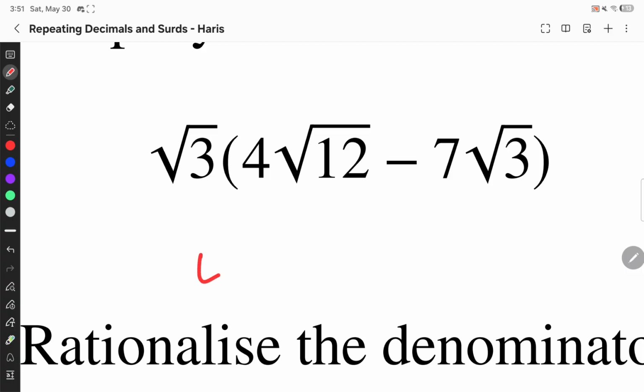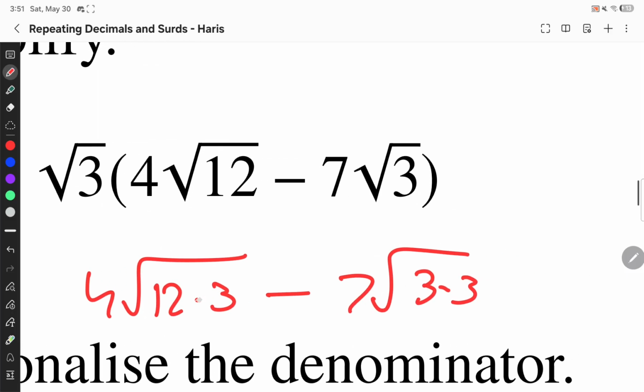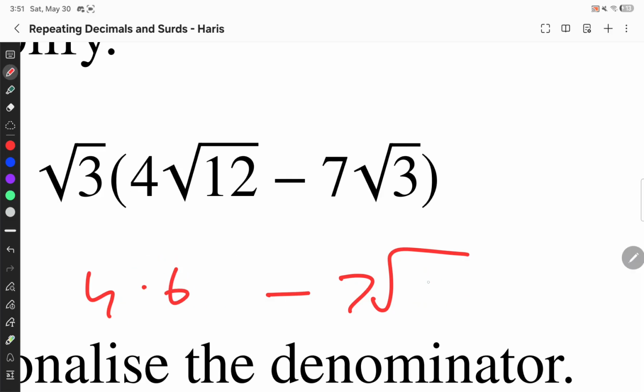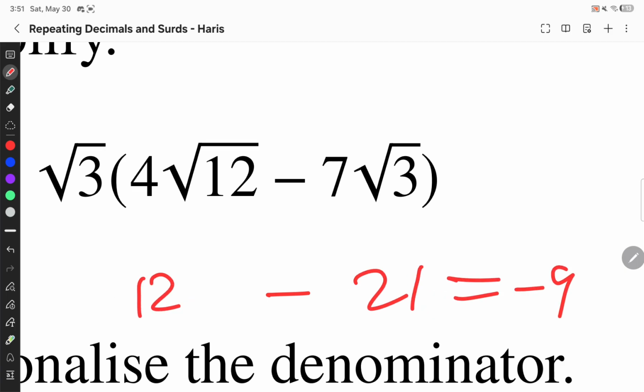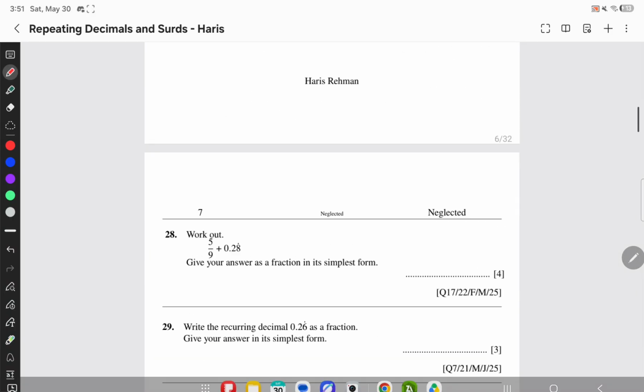So this will become 4 root 12 times 3 minus 7 times 3 times 3. 12 times 3, what does it become? Well, it becomes 36. 36 is 4 times 6. 3 times 3 is 9. 9 is 3. So this becomes 12. This becomes 1. So this evaluates to negative 9. Very simple. Following.